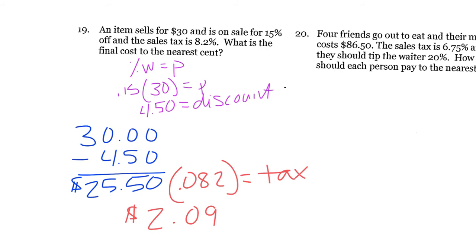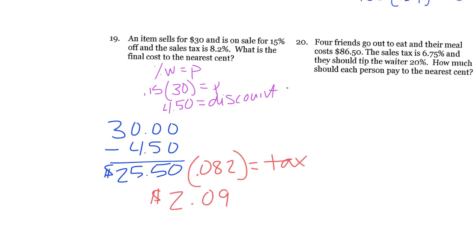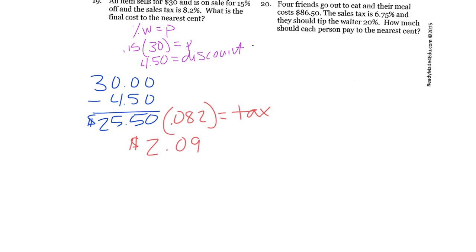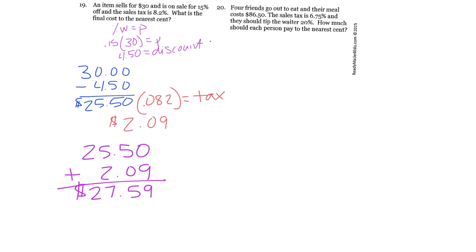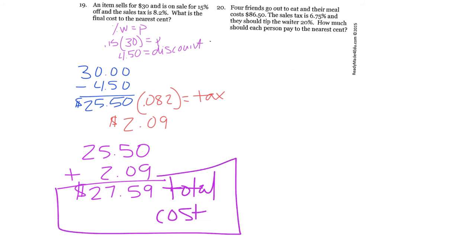So then it says, what's the final cost though? So now I need to do all the final adding. So if $25.50 was the sale price, remember, not the original 30, we found the discount, plus the $2.09 in tax, I'm going to get a final cost of $27.59 as my total cost. All right, so that's your answer for number 19.